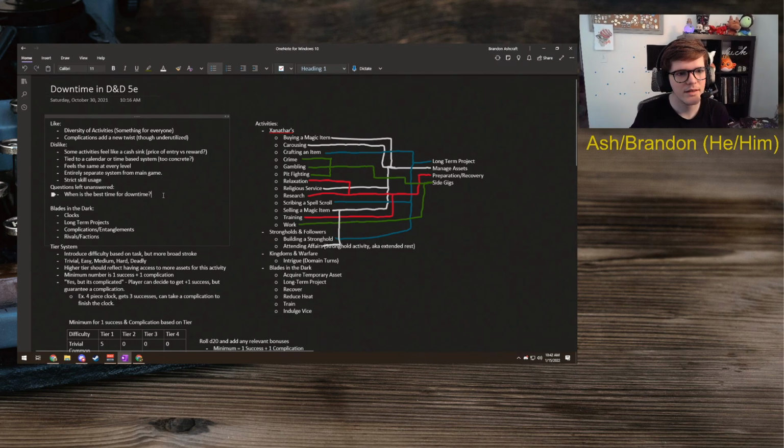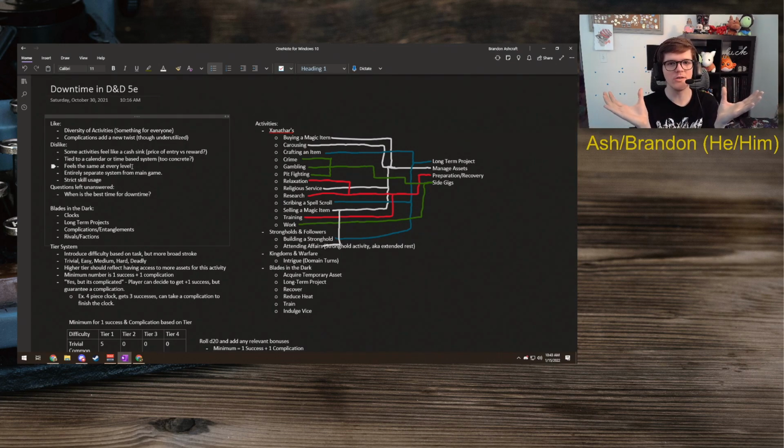And then, yeah, so one of our main dislikes was feels the same at every level. The example being a 1st level character and a 20th level character. Infinite amount of gold, infinite amount of time, can both make a legendary item in the same amount of time. Why? Why can they do that?